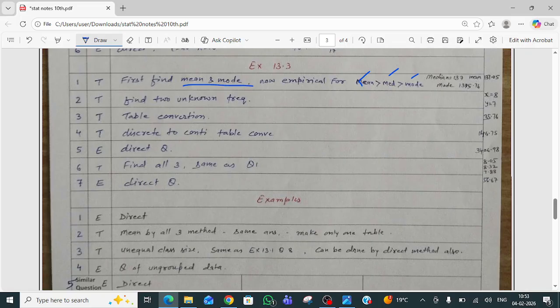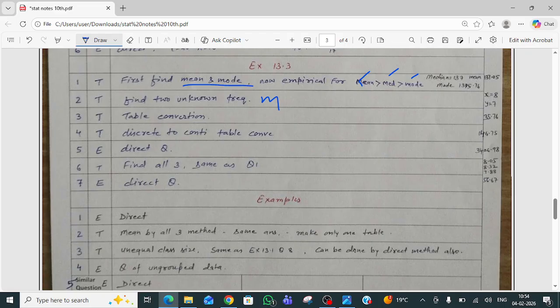Question number two is important because there are two unknowns. In this question, you have to see what is given. Median is given. So from that given detail, 28.5 median, we can find out the median class. Okay, question number three, we will see.